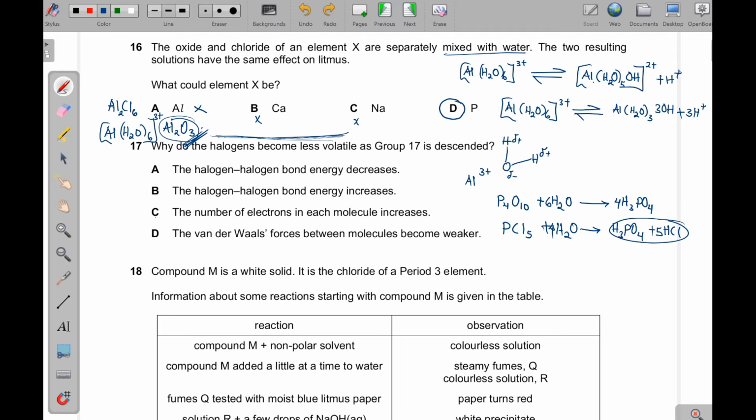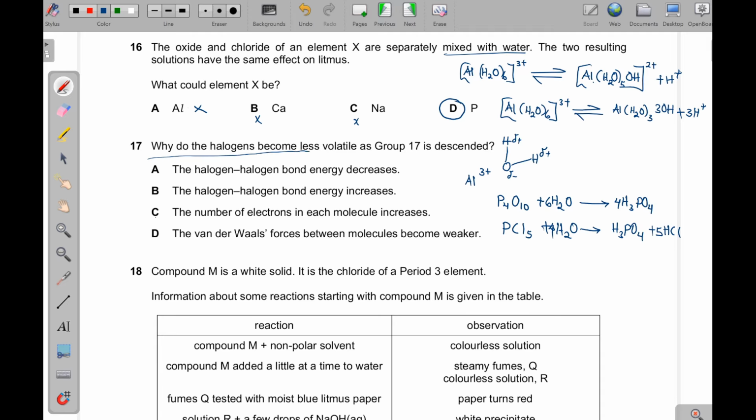So even this one is acidic already. This is an acid, and this one is also acidic. You see that? So again, when you dip blue litmus paper here, you get red. And also here, it will turn red. So same result. That is why our answer is D.